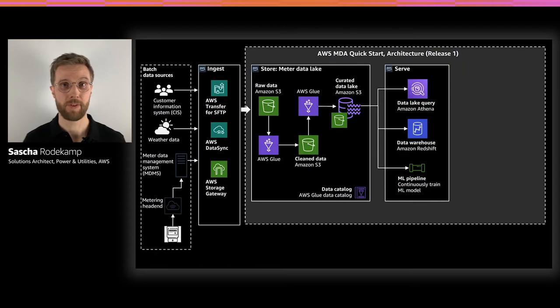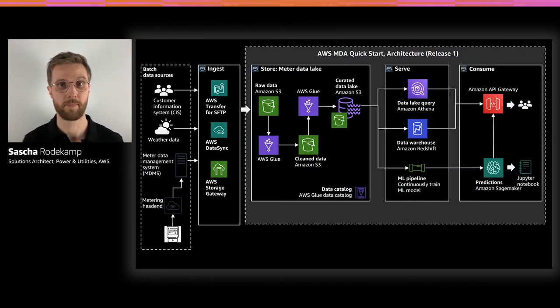We then have Amazon Athena to query data directly from the S3 buckets, and we're bringing the data to Redshift, our data warehouse, to slice and dice the meter reads even further. We also feed the meter reads to our machine learning pipeline to continuously train our model. To consume the meter reads, we are deploying an API Gateway, which gives third parties and our users the possibility to read the metadata and load the forecasts. We also provide a Jupyter notebook, which enables our more data science-focused customers to elaborate the meter reads even further.